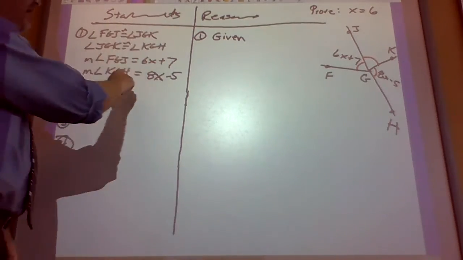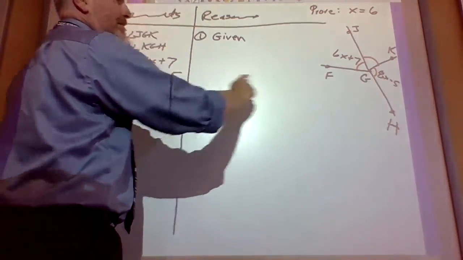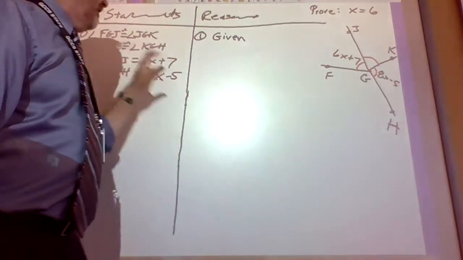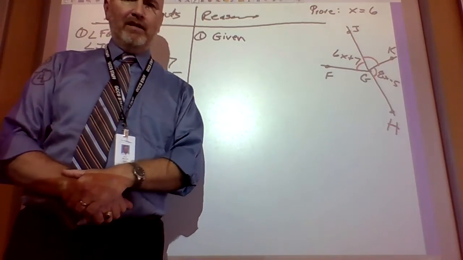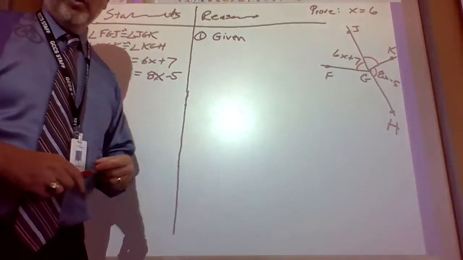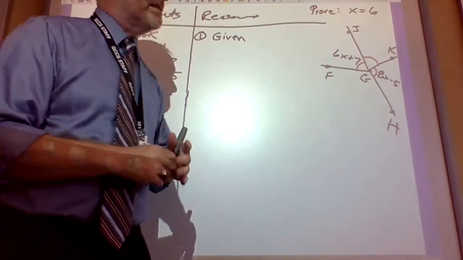Now, these two things were already marked, the 6x plus 7 and the 8x minus 5, they're already there. So my drawing is up to date. All my information has been inputted into the drawing, so I'm ready to start doing my detective work. Now, the cool thing about proofs is you always know what you're trying to prove. They tell you.